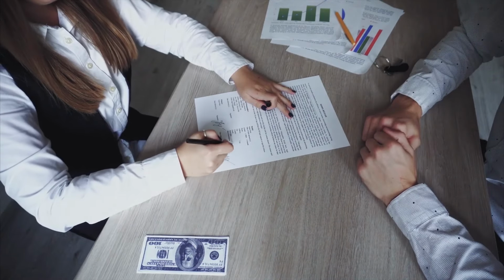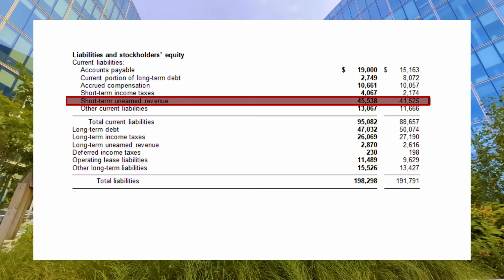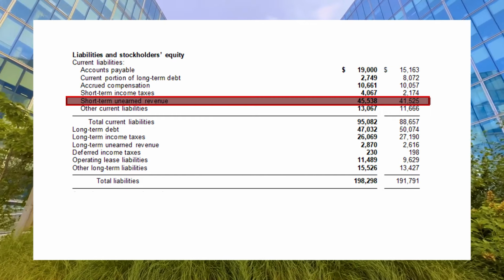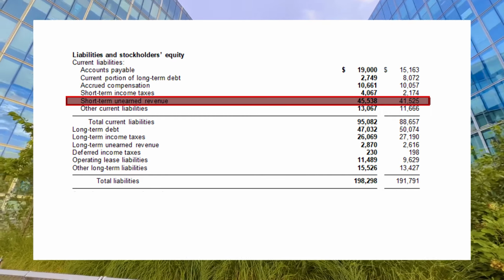Another important item in this section for Microsoft is unearned revenues, also known as deferred revenues.